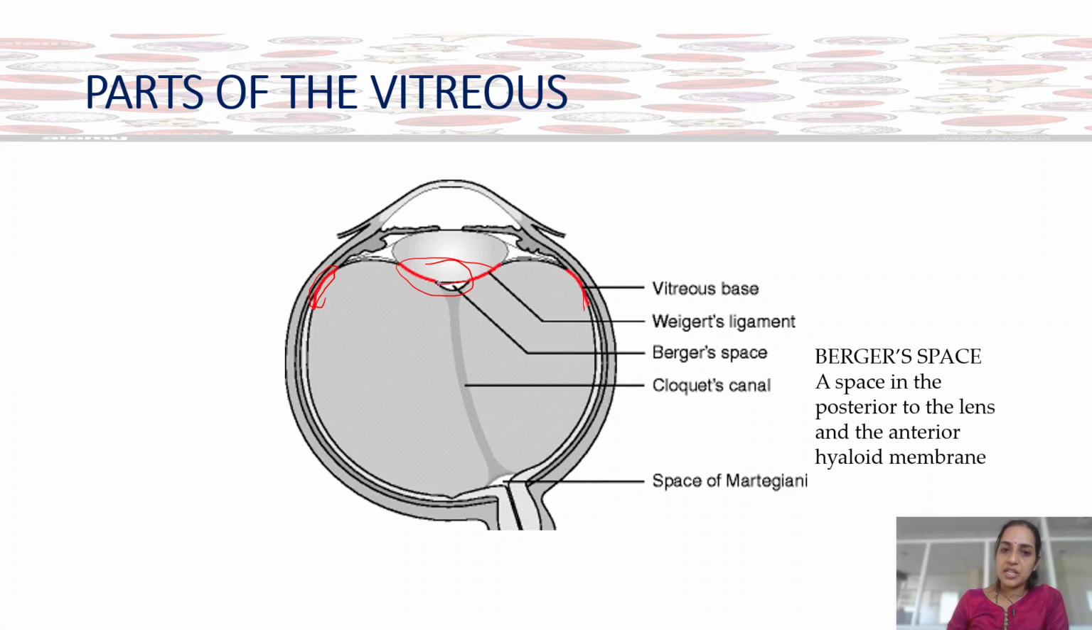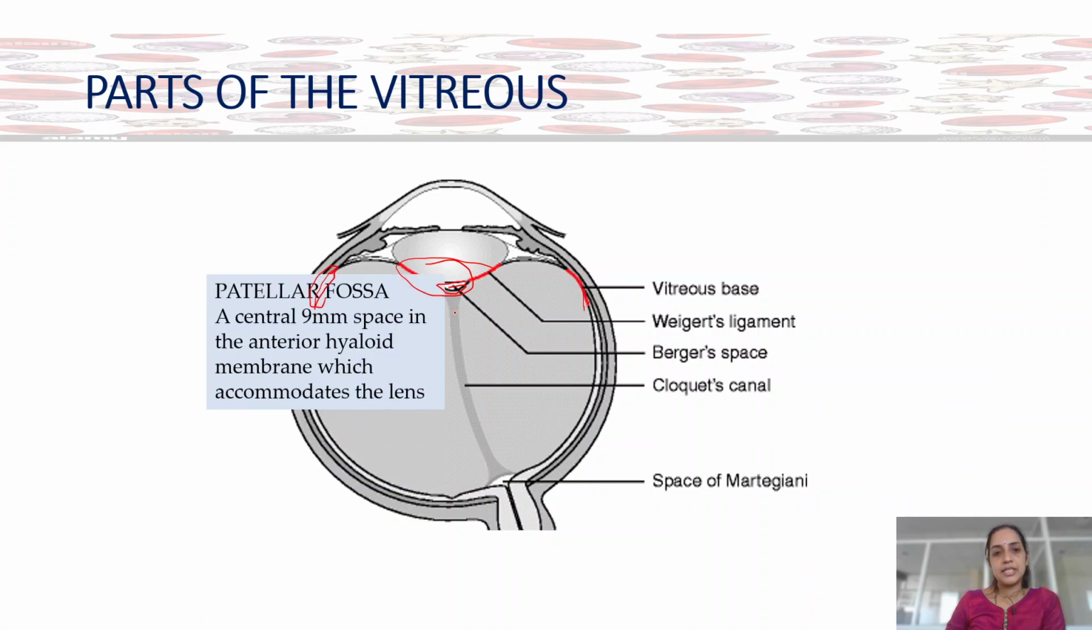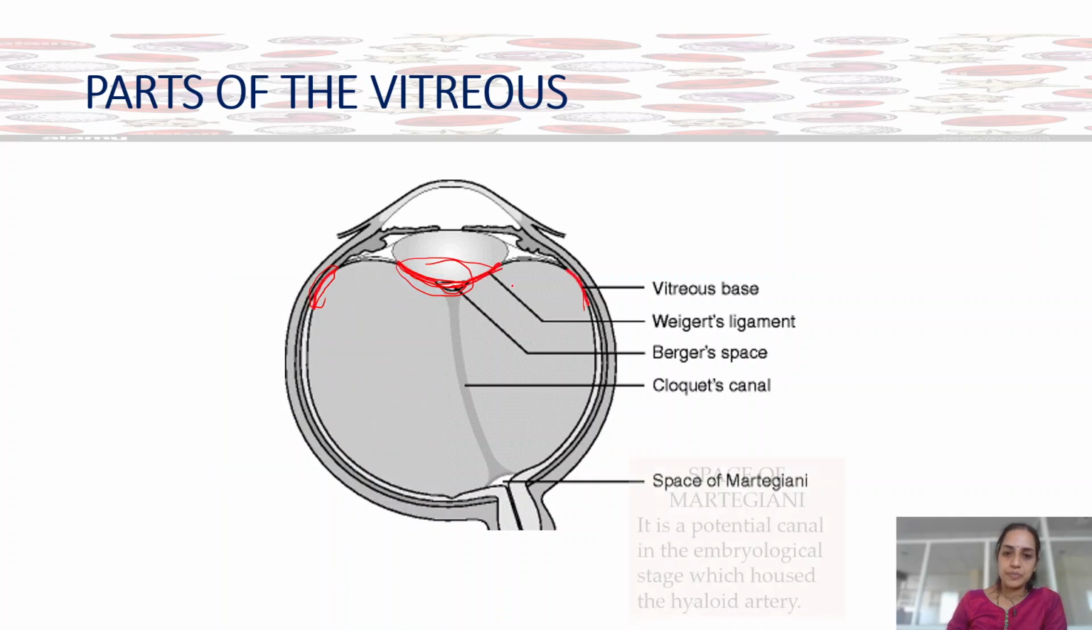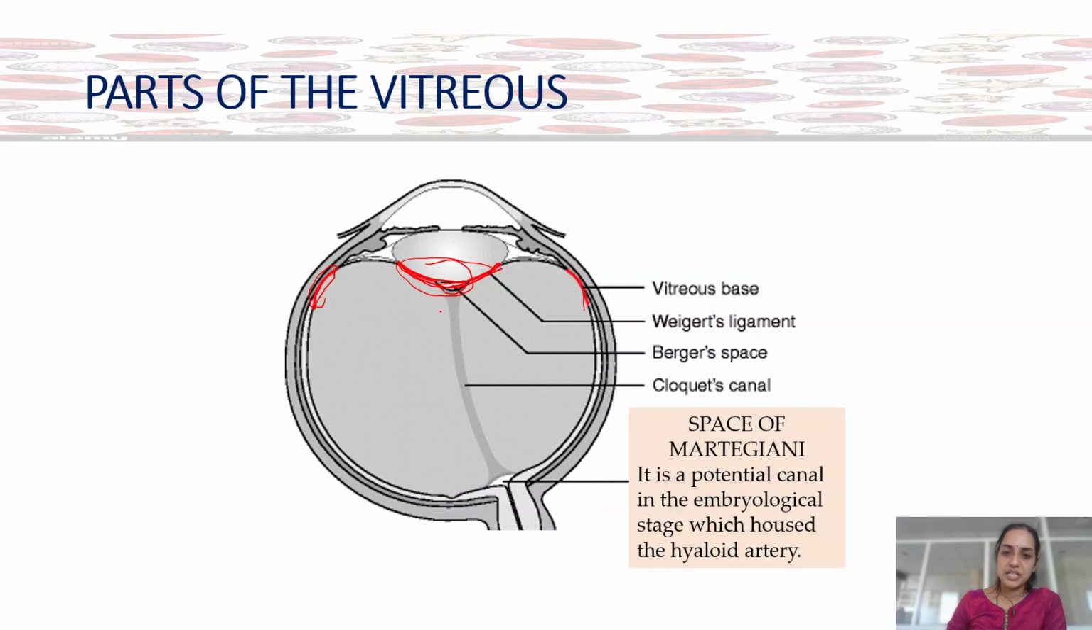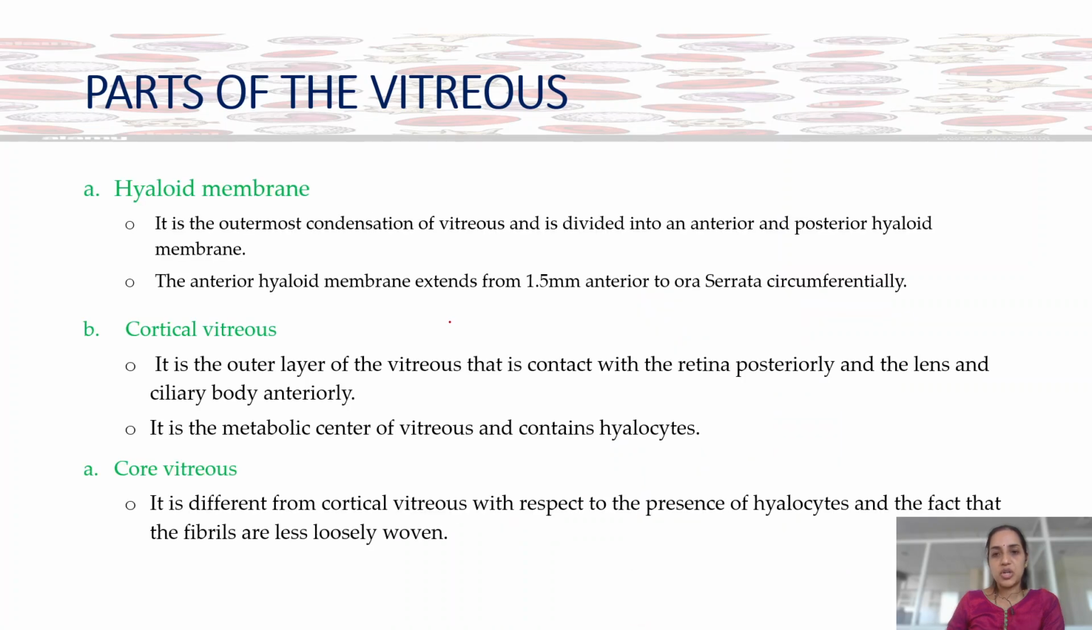Whereas Berger's space is a very small space that is present anterior to the hyaloid membrane and posterior to the posterior capsule of the lens. The patellar fossa is a 9 mm circular space that is present here that holds the lens. The space of Martegiani is a potential canal in the embryonic stage which houses the hyaloid artery, and Cloquet canal is a potential canal that closes with age and it houses the hyaloid artery which supplies the lens. So a little bit about the embryology we will deal with in the subsequent slides.